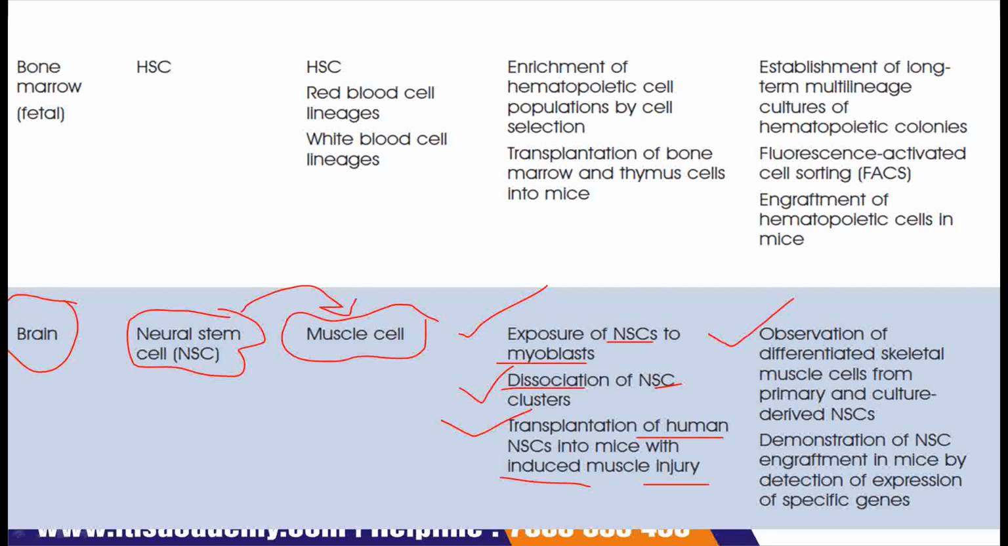Method of characterization includes observation of differentiated skeletal muscle cell from primary and culture-derived neural stem cells and demonstration of neural stem cell engraftment in mice by detection of expression of specific genes.